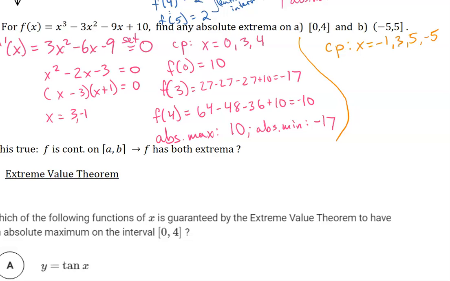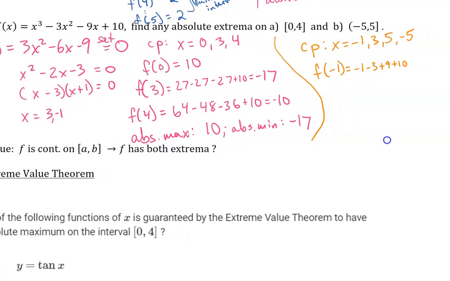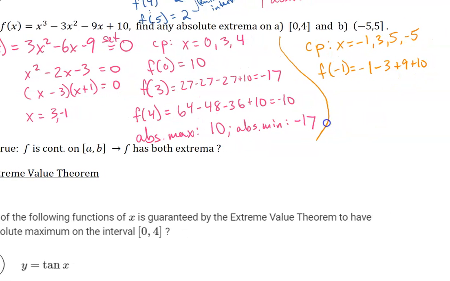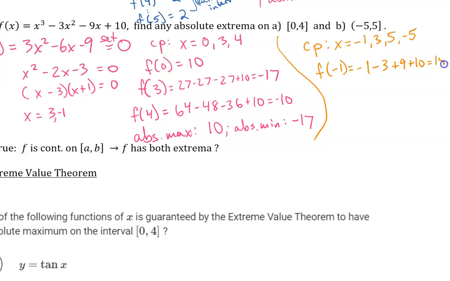Okay, so we do need to know the value of all of these. All right, so f of -1 is going to be -1 minus 3 plus 9 plus 10. Negative 1 minus 3 plus 9 plus 10. So that is 19 minus 4, which is 15.